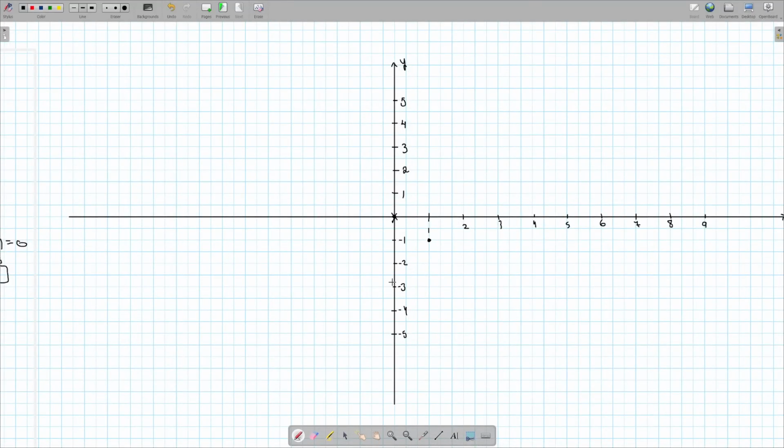Where is 4 over 3? 4 over 3 is 1.333. So why did I use 1 over 3 as a scale? So this is 1. This would be 1 over 3, which is 4 over 3. So this here would be 4 over 3. So my point, 4 over 3 comma 0, would be this one over here.